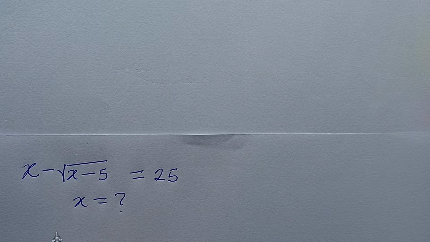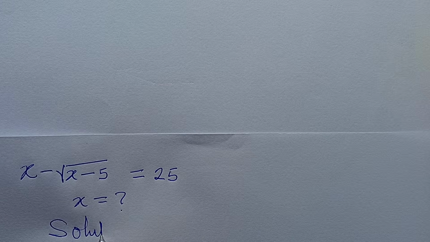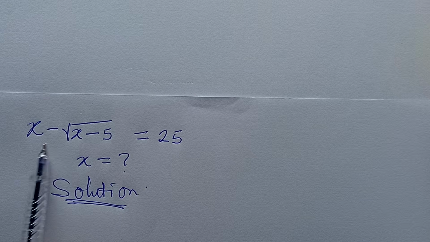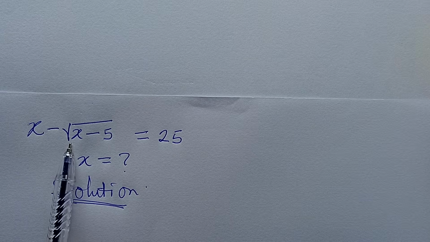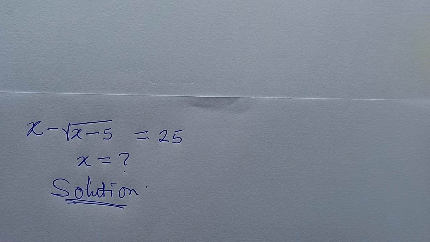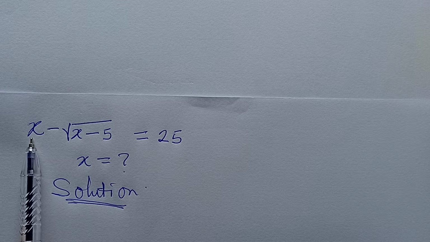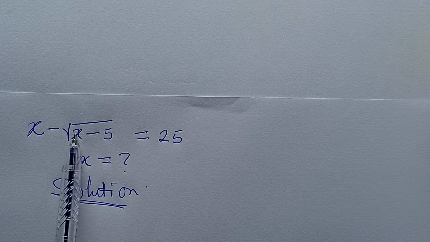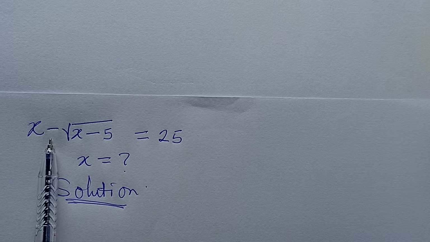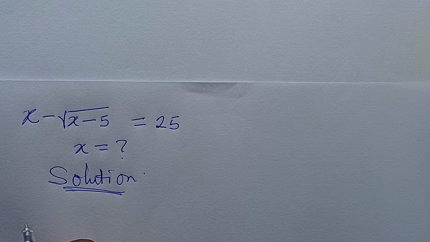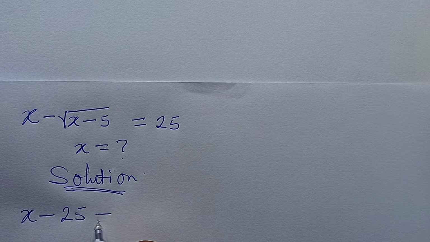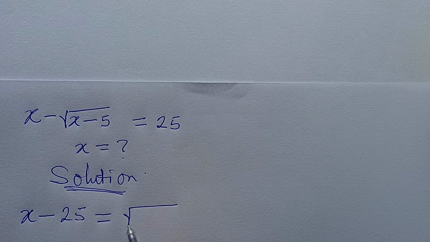So let's take our solution here. All right, so we have this question here, right? Because we have a square root radical here, all we just need to do is to move the whole of this quantity with this sign to this side and move this 25 to this other side. And so this is going to give us x minus 25 equal to the square root of x minus 5.